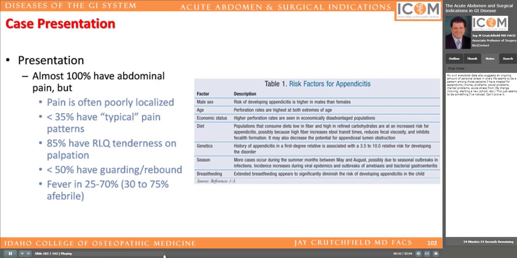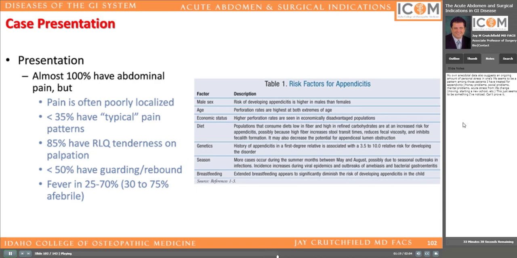Some of the risk factors for developing appendicitis include the male sex. Perforation rates are higher at both extremes of age, meaning the very young and the very old. Economic status: higher perforation rates are seen in economically disadvantaged populations. The assumption here is that these patients do not present early because they lack health insurance or an ability to pay. Diet: populations that consume diets low in fiber and high in refined carbohydrates are at risk, but this is also defined as a risk factor for diverticular disease, and now we are beginning to doubt this.